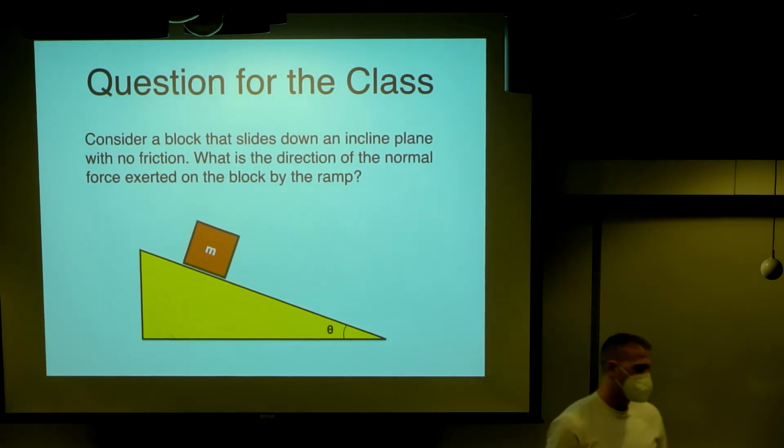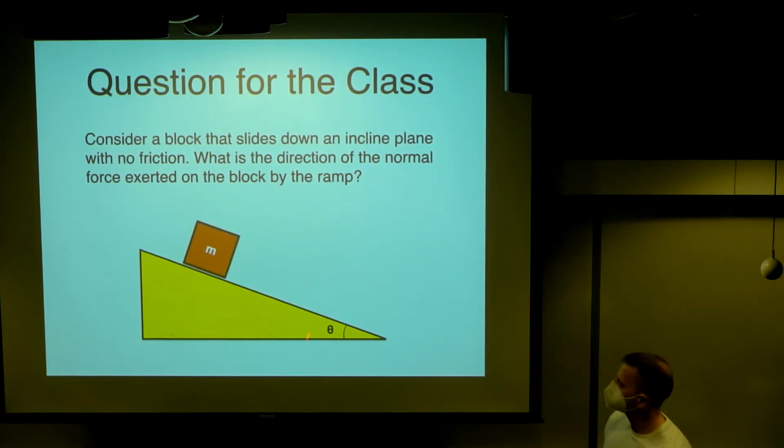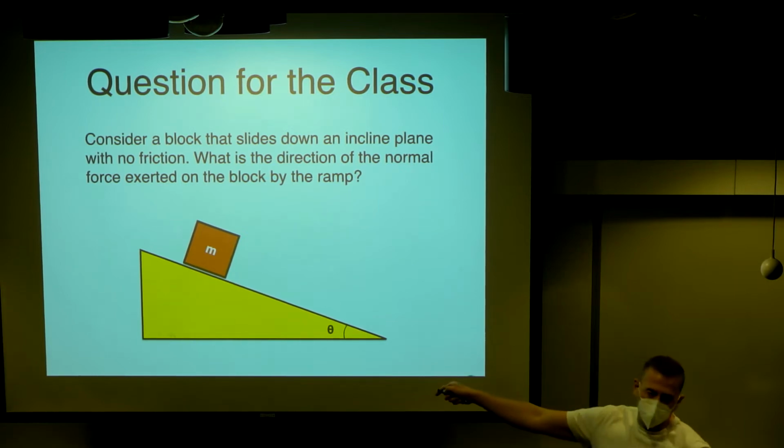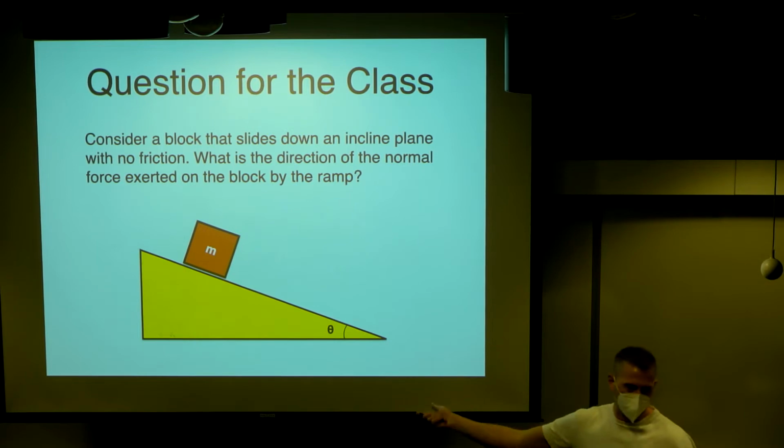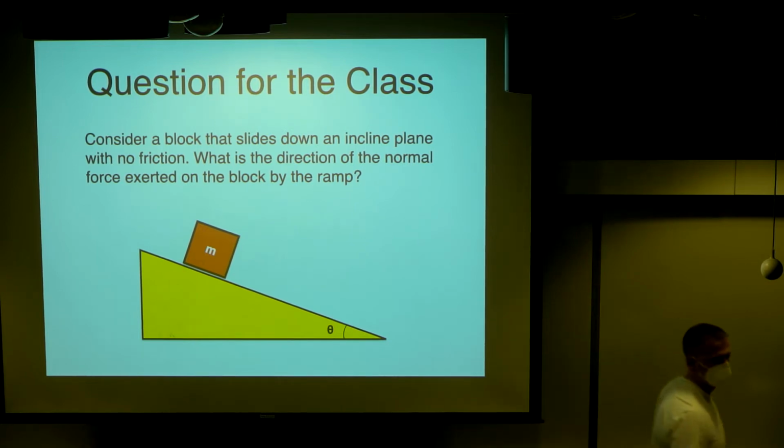Okay, what about the force of gravity? What direction would that be in? It's down. It's straight down, yeah. So the normal force changes direction as you angle the ramp, but gravity doesn't care about the fact that you're on a ramp. It's always just straight down, right?